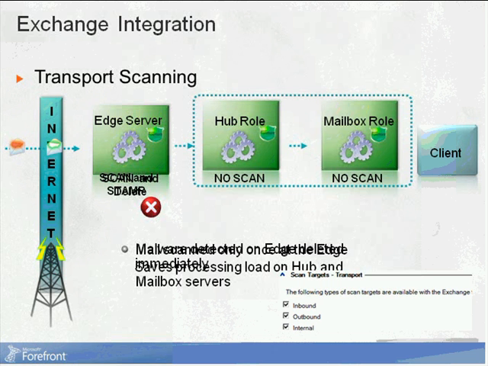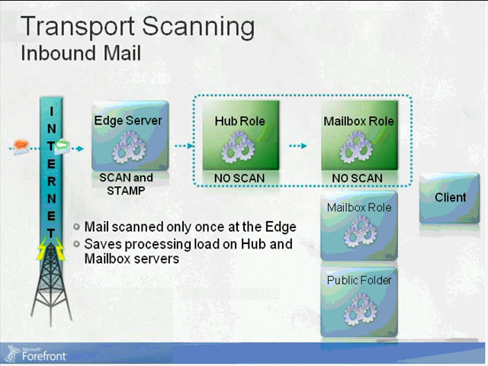So inbound mail from the internet is scanned at the edge or the hub role, whichever comes first. Usually it is done on the edge server, which saves processing load on the hub and the mailbox server. You can, however, configure the scheduled scan to periodically scan all or some mail in the mailbox database with newer antivirus signatures when they become available. So let's see how it works for the inbound mail.